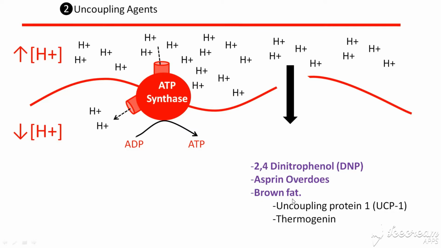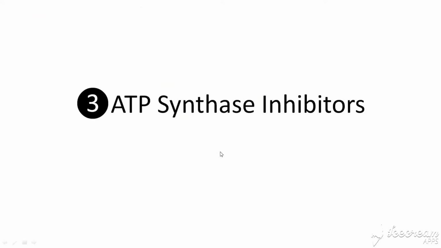Now, uncoupling can also happen physiologically. In humans, this is called brown fat. So newborns contain high amounts of brown fat. Now, when brown fat undergoes lipolysis, it's going to release something called uncoupling protein 1, also known as thermogenin. This thermogenin is going to cause a hole in the inner mitochondrial membrane that's going to lead to the leakage of protons, and that's going to produce heat. And this is how newborns maintain their body temperature.